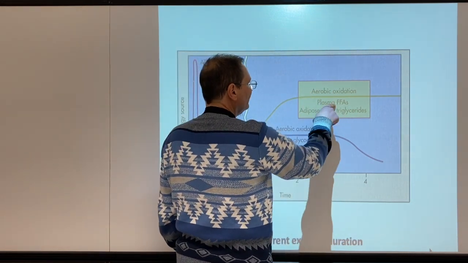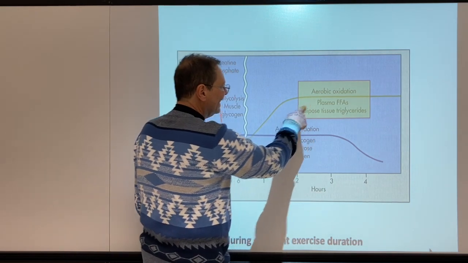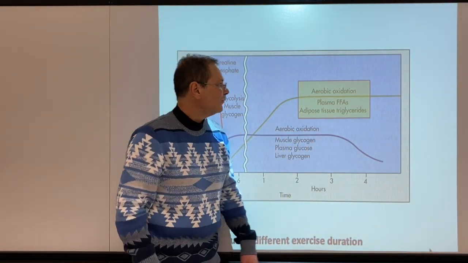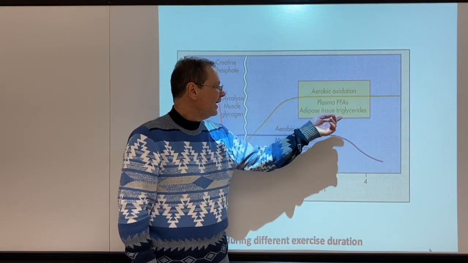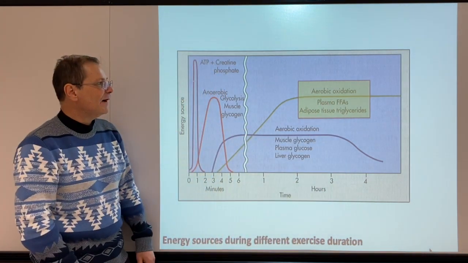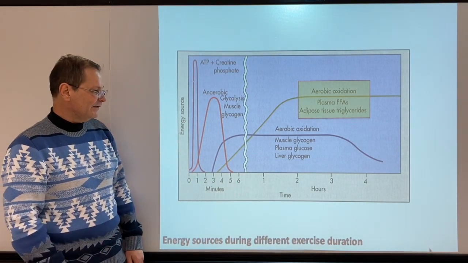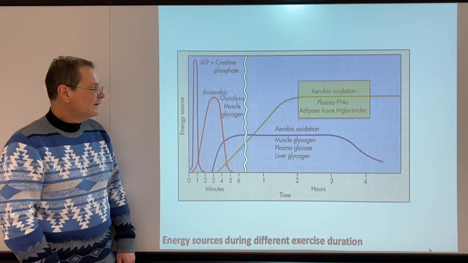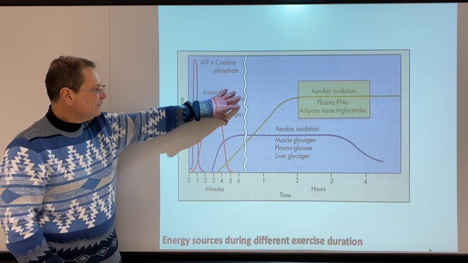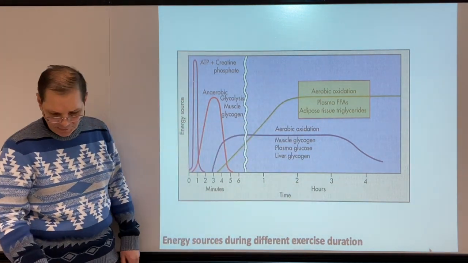And then finally, as I mentioned on the previous slide, with longer term exercise, you continue to use aerobic oxidation, but now your primary source is becoming plasma fatty acids. You're liberating those fatty acids from adipose tissue, and that's becoming a primary source for your aerobic metabolism and for sustaining metabolism in the face of a longer bout of exercise, okay? So short term, you're utilizing muscle glycogen. Long term, you're utilizing fatty acids, okay?